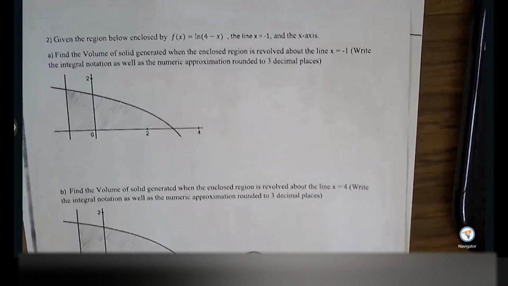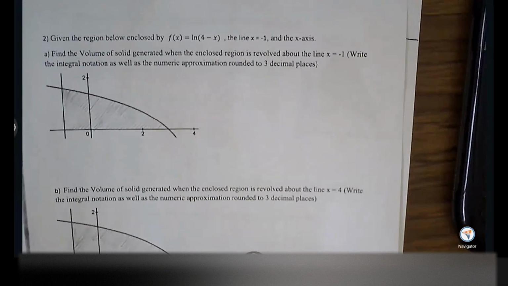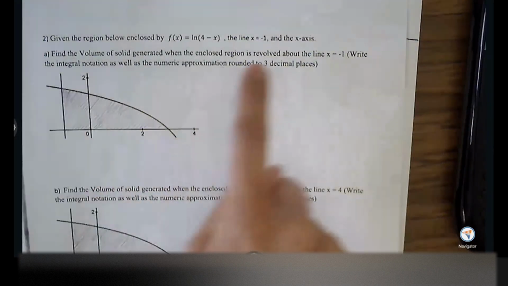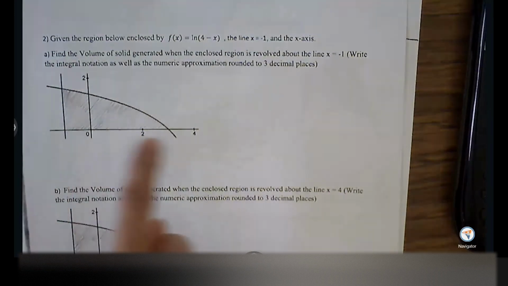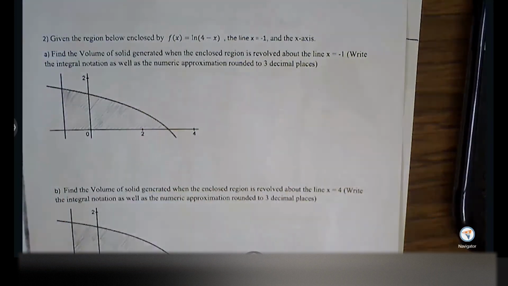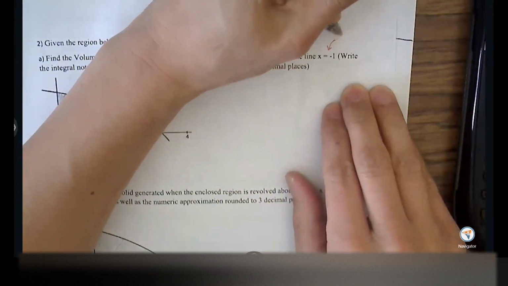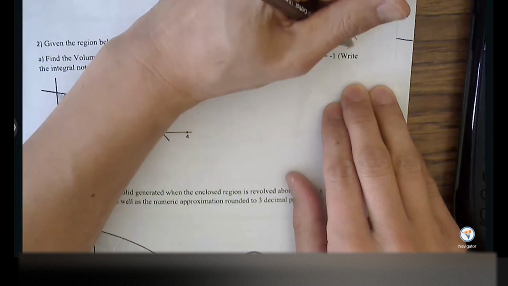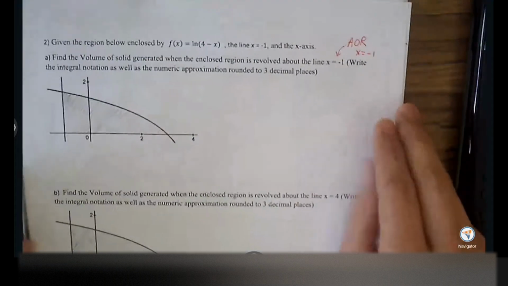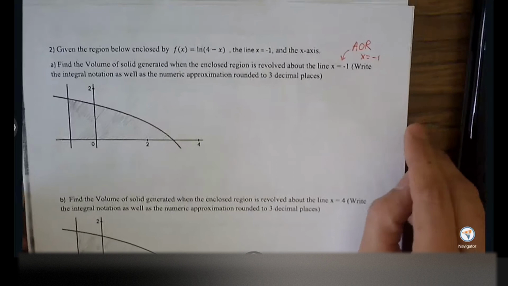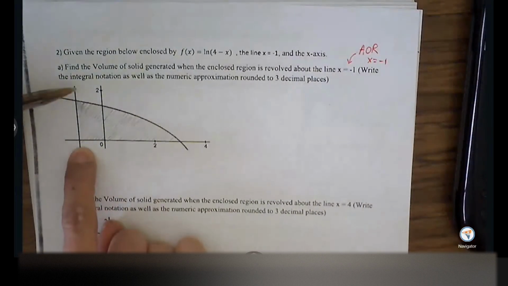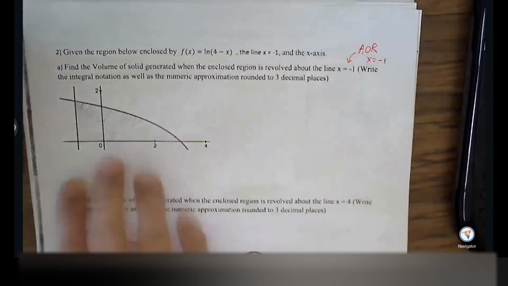All right, let's do one more. I have to go in about 10 minutes or so, but I think we'll squeeze in one more. Number 2 here. Given the function region below, we have y equals natural log of 4 minus x. That's this curve here. We have the line x equals -1, and we have the x-axis. Find the volume when it's revolved around the line x equals -1. So x equals -1, that's over here. That's where our boundary is.